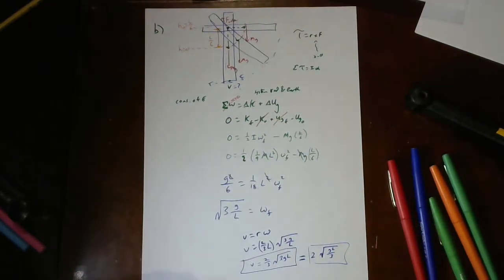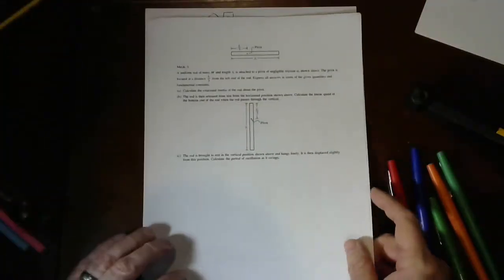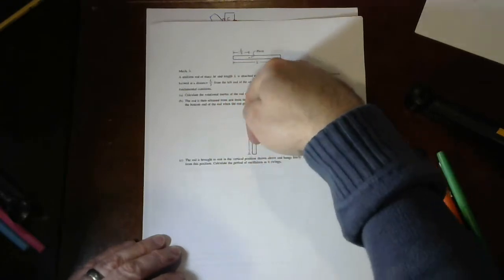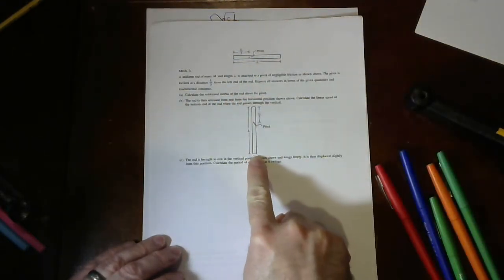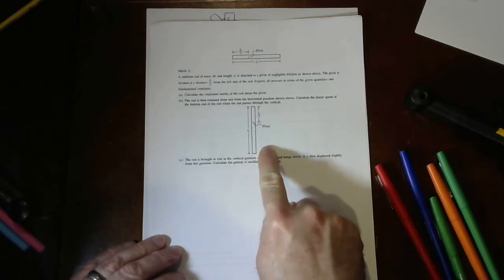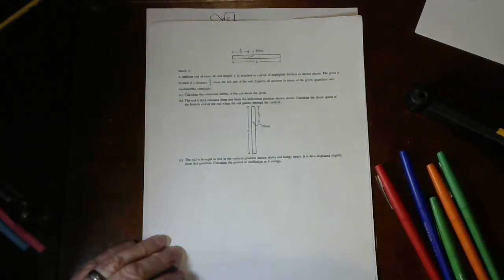All right, which takes us on to part C, the last part of this free response problem. Part C says, okay, it's swung down, it was oscillating, and now we're going to let it come to rest. Then we're just going to displace it slightly, let go, and let it swing back and forth. Find the period of oscillation as it swings.